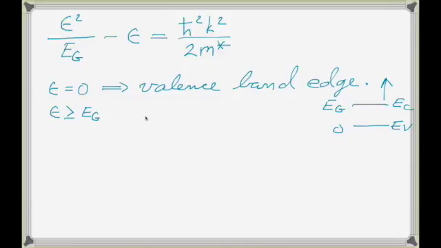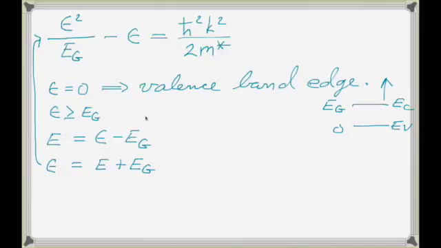So I need to shift my energy zero. I'll define a new variable. This is why I called it epsilon initially. My new variable is E, which is epsilon minus the band gap. So when epsilon is the band gap, that is 0 in terms of this new variable. Epsilon is equal to E plus the band gap. And so wherever I see an epsilon, I substitute this in, and I just work it out.